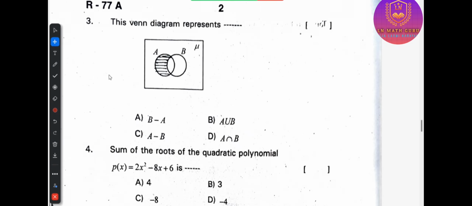Now the next question: sum of the roots of the quadratic polynomial 2x squared minus 8x plus 6. So we know the formula, the sum of the roots of the quadratic polynomial, alpha and beta being the roots, is minus b by a. Minus b is the coefficient of x, that will be minus of minus 8, over a, the coefficient of x squared, which is 2. So that will be plus 8 over 2, which is 4. The option is A.